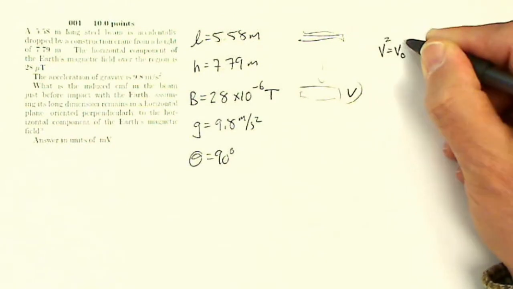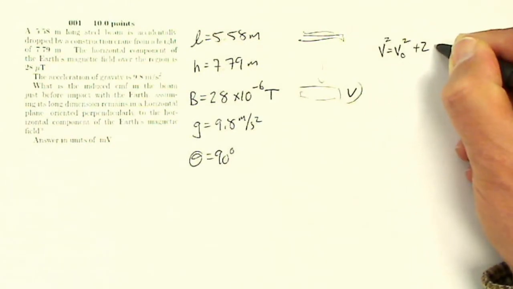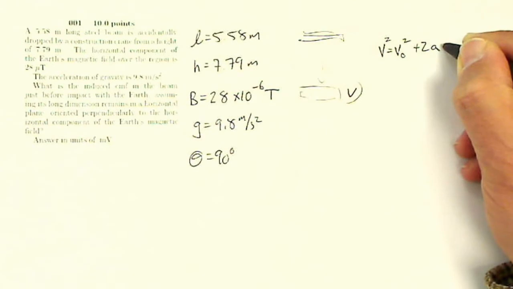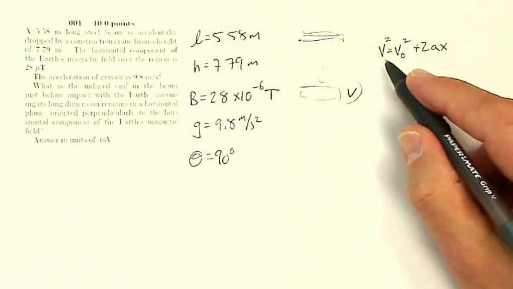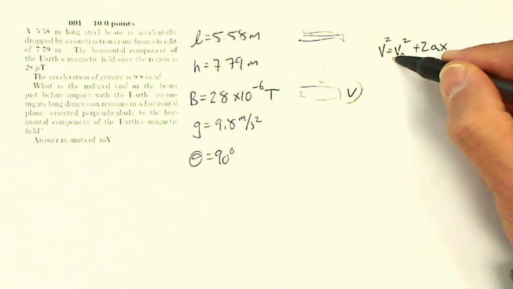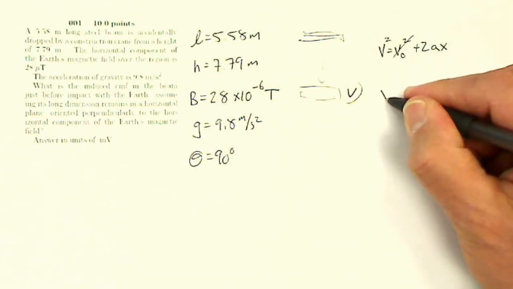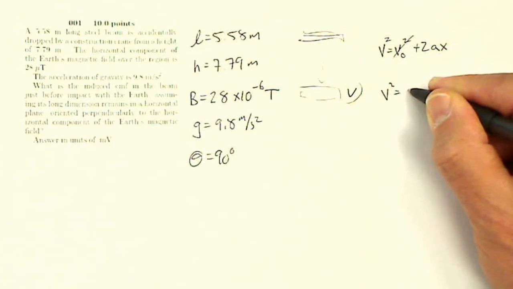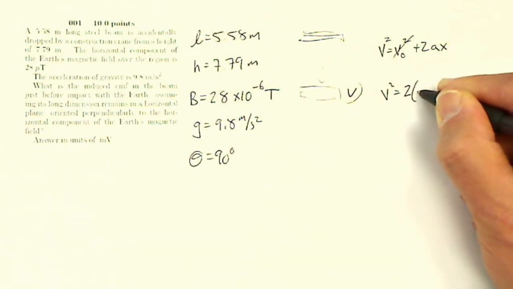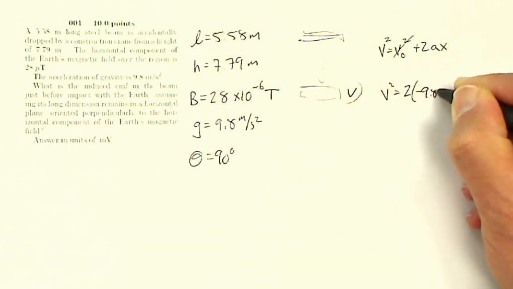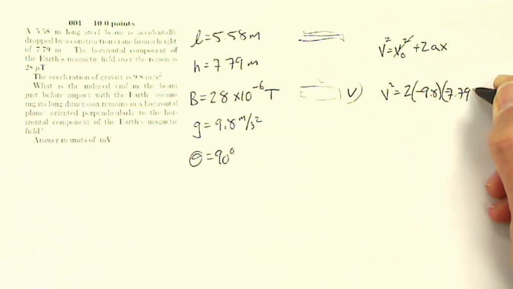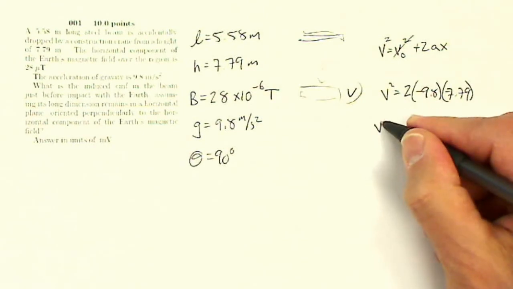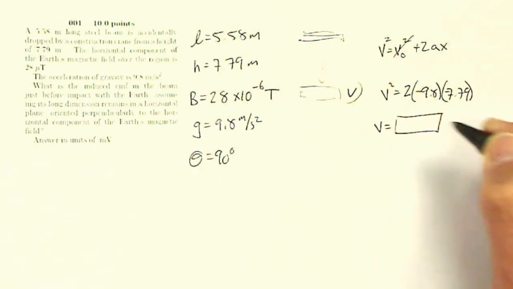You might remember that your final velocity squared is V0 squared plus 2ax, or 2gy, depending upon how you want to write it. So my final velocity squared is what I'm looking for. My initial velocity is 0, so it goes away. So my final velocity squared is going to be twice my negative 9.8 times my displacement of negative 7.79 meters. So that is going to give me a final velocity of something.